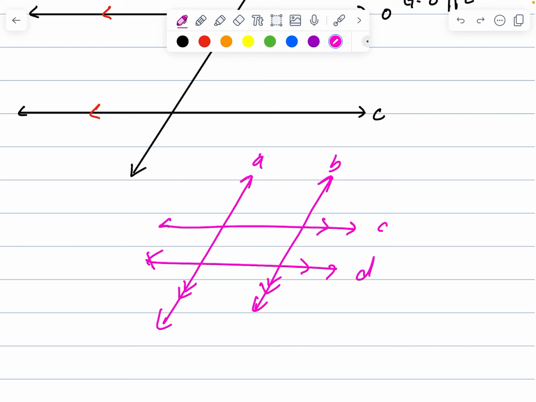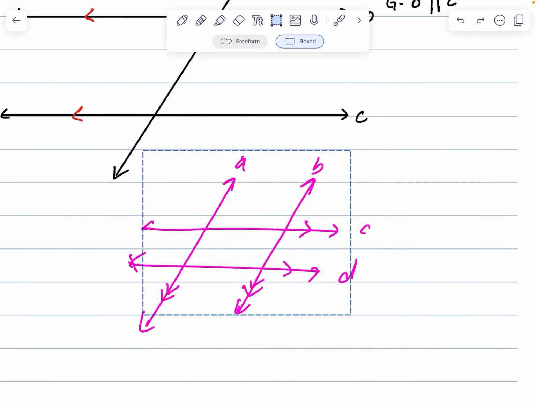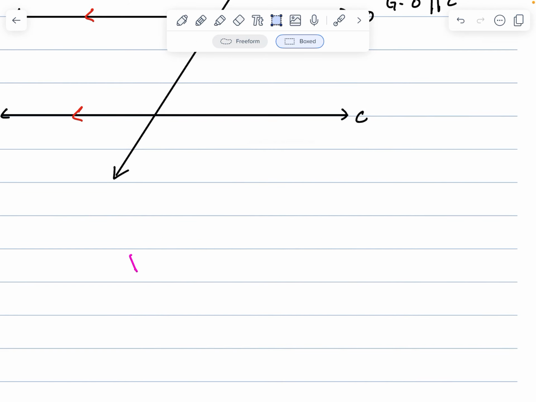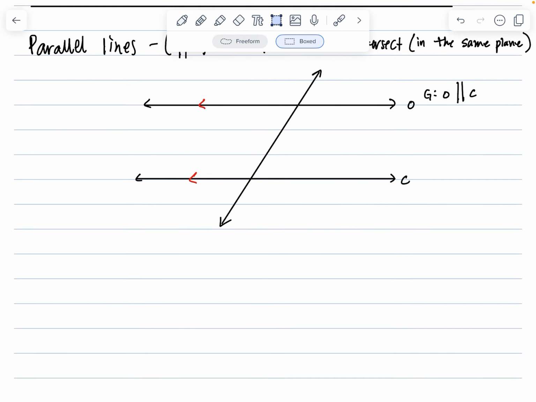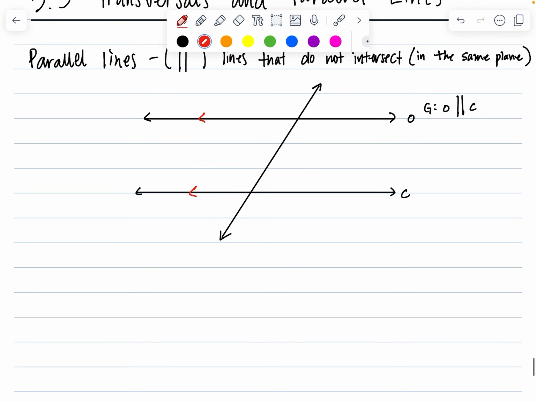Hopefully you catch on, hopefully that makes sense. I'm going to erase this. We use more than one set of arrows if we have more than one set of parallel lines. Here we only have one set of parallel lines, so we don't have to worry about that too much. We could also mark this diagram with angle numbers. Let's use blue: 1, 2, 3, 4, 5, 6, 7, and 8.